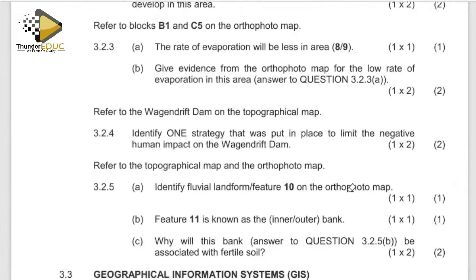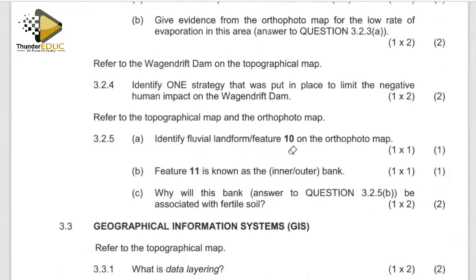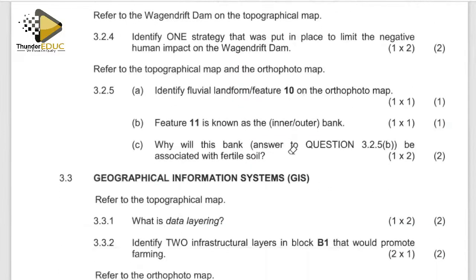Refer to Wagon Drift Dam on the topographic map. Identify one strategy that was put in place to limit the negative human impact. Unfortunately, we cannot answer that without the map. Refer to the topographic map. Identify fluvial feature 10. Then fluvial feature 11 is known as the outer bank or inner bank. Unfortunately, question A, we cannot answer it.